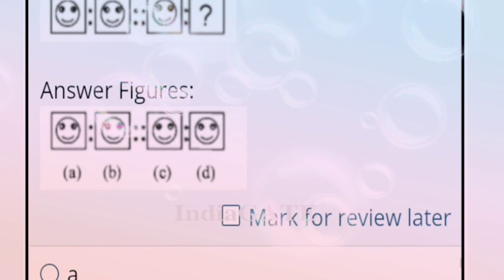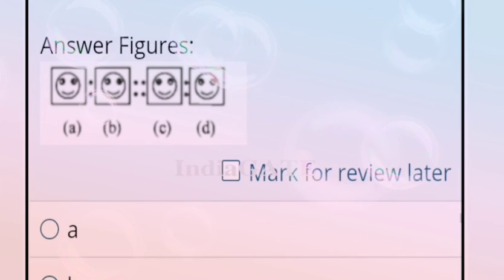Next question is also similar to the above questions, and the missing figure is given in the below answer figures, and the correct option for this figure is option D. So option D is correct.